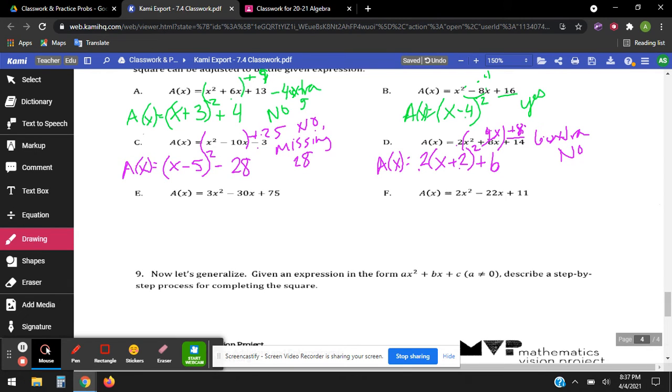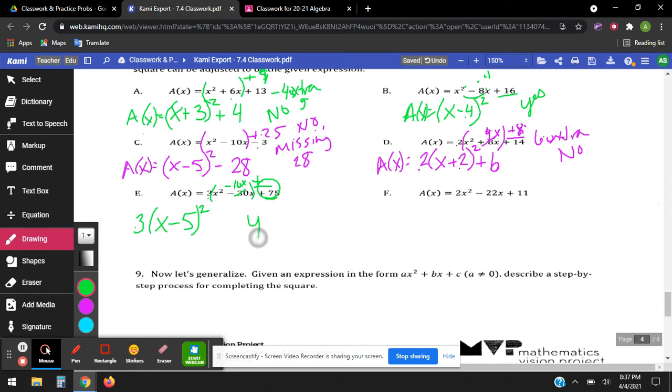We have a 3 in the front. So let's take our 3 out. That would be a negative 10x if I undistribute it, right? So x, half of negative 10 is 5, squared. And so if I were to complete that, it would be plus 25. Well, oh wait, just a moment. I forgot. Plus 25 times 3, plus 75. So this one is a yes, because if I multiply that 3, then we're okay.